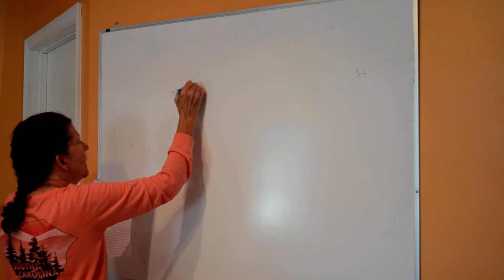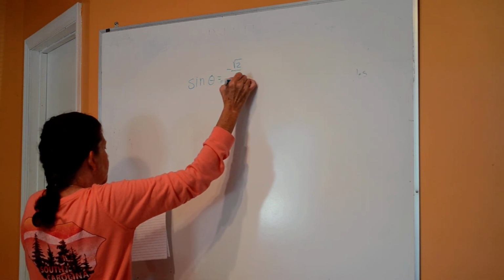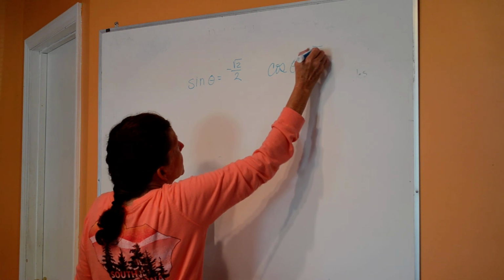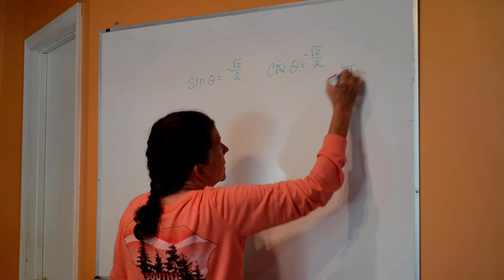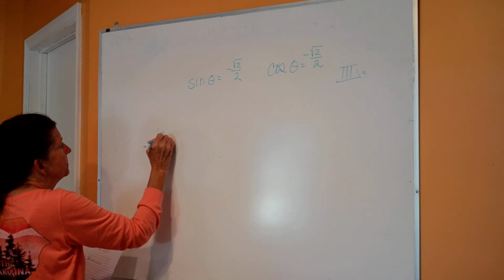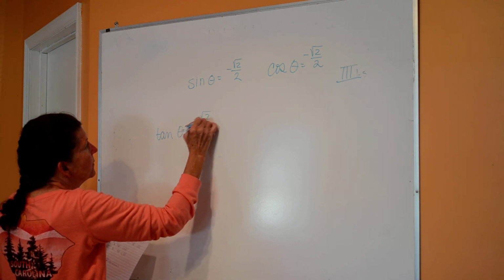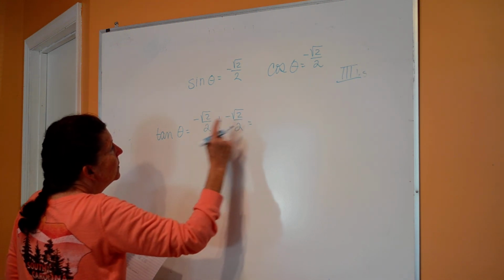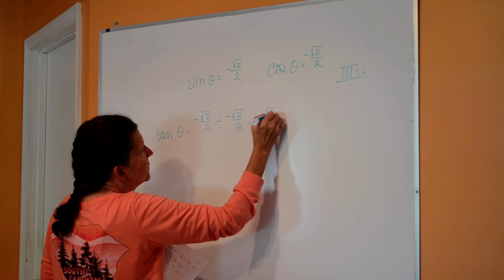Let's say my sine of theta is -√2 over 2, and my cosine of theta is -√2 over 2, and I know it's in the third quadrant, so my x's and my y's are both negative. I want to know tangent. The tangent of theta, I'm going to take the -√2 over 2 divided by the -√2 over 2. I'm going to invert and multiply, which is going to give me negative square root of 2 over 2.